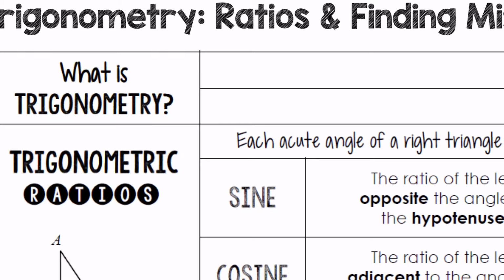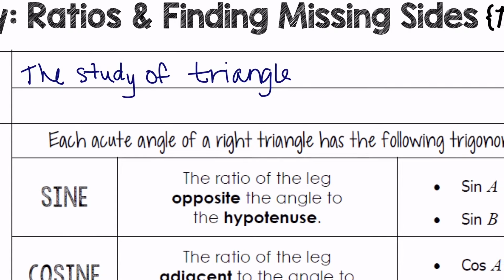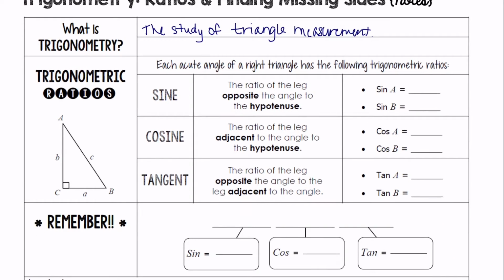We'll start there. Trigonometry is the study of triangle measurement. The study of triangle measurement. There are three different trig functions. So each acute angle of a right triangle has the following trigonometric ratios.